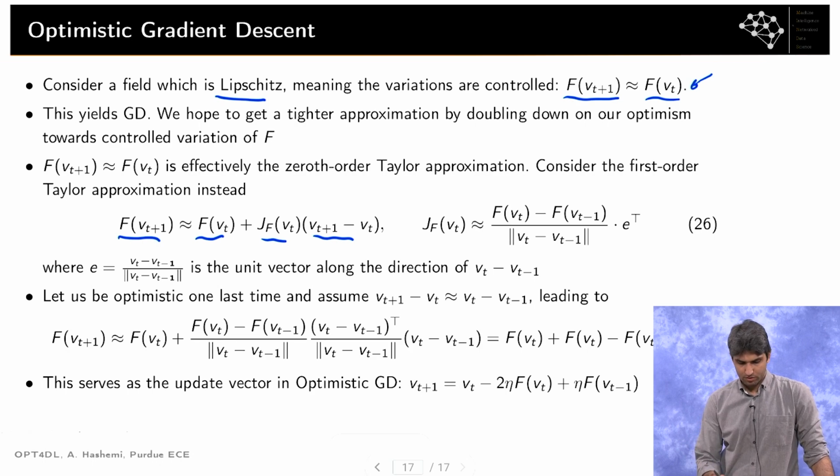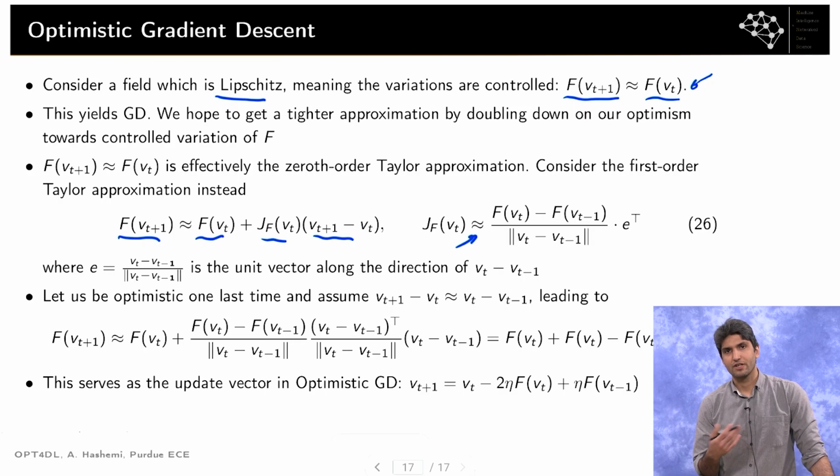This is where, for instance, we can double down on our optimism. So we're going to approximate the Jacobian in this form. In particular, we're going to consider this rank 1 approximation because this is just the outer product of two vectors.